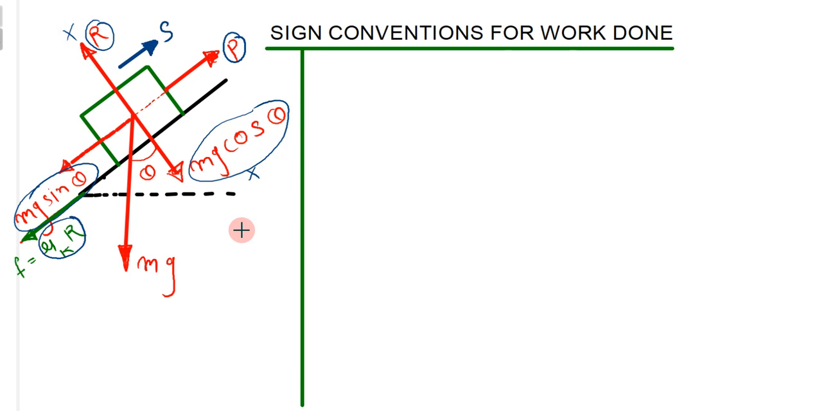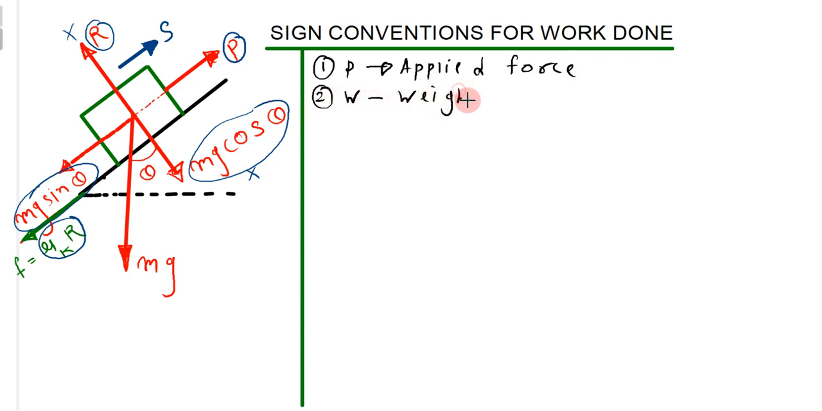सो आय हॅव कॅटेगरीज दीज फोर्सेस इन दीज फॉर्म्स. बघा याला मी काय केलंय, या पी फोर्स जो आहे ना त्याला मी काय म्हटलंय, अप्लाइड फोर्स. ओके, दिस इज अप्लाइड फोर्स. दिस इज फोर्स अप्लाइड एक्सटर्नली. Second category I have taken weight or weight component. Okay, mg or w, whatever, weight or weight component.